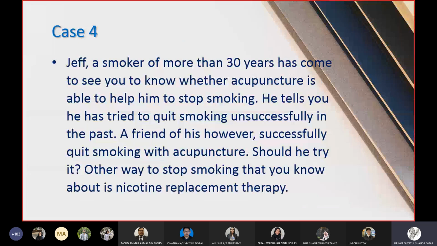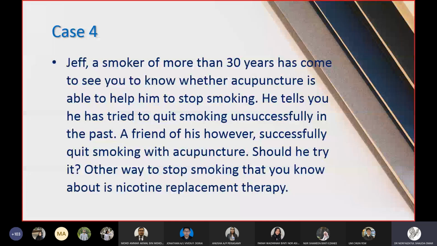Okay, what about this? Jeff, a smoker of more than 30 years, has come to see you to know whether acupuncture is able to help him to stop smoking. He tells you he has tried to quit smoking unsuccessfully in the past. A friend of his, however, successfully quit smoking with acupuncture. Should he try other ways to stop smoking that you know of, like nicotine replacement therapy?